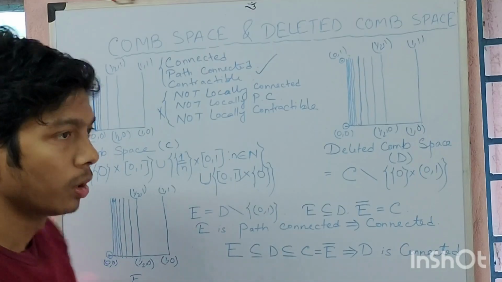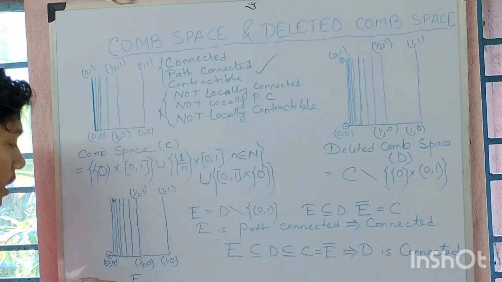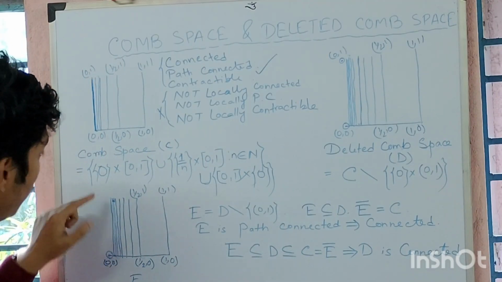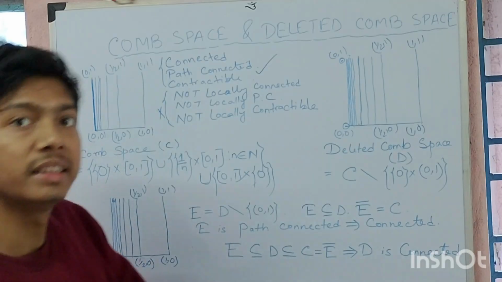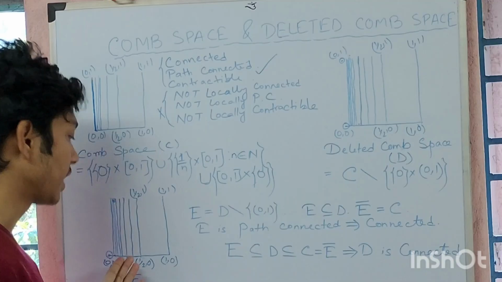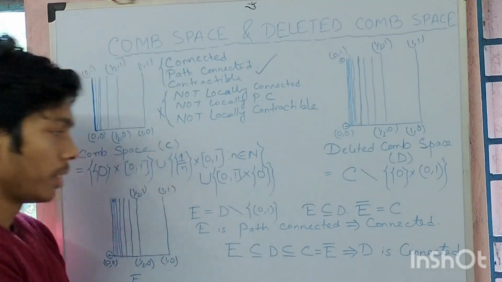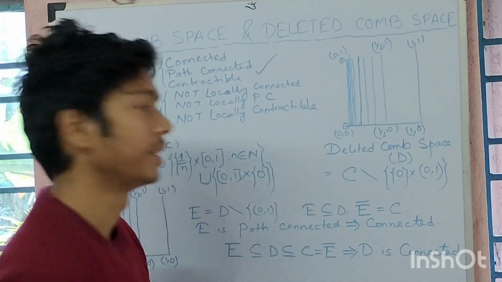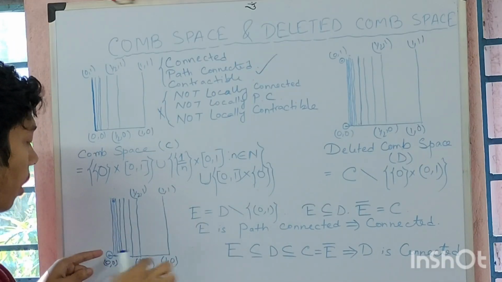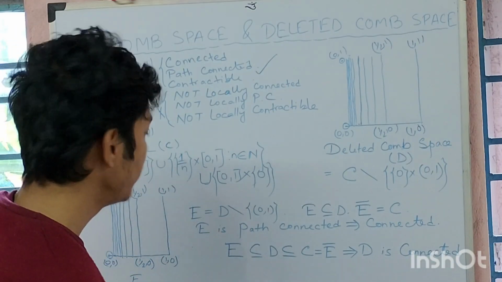Now you tell me one thing. Basically, if you take the closure of this space, then you will get the comb space, because if you take the closure, then the y-axis will be included in that closure. So its closure is basically the comb space, and E is a subspace of the deleted comb space. Now this space E is path connected, because if you take any two points, they can be joined by a path. So it is path connected, and path connected means it is connected.